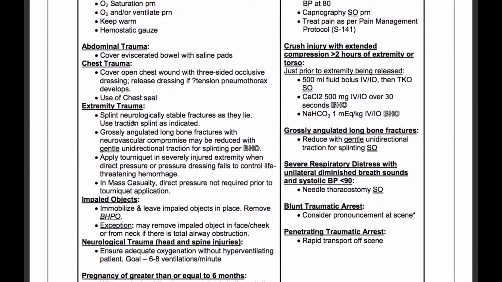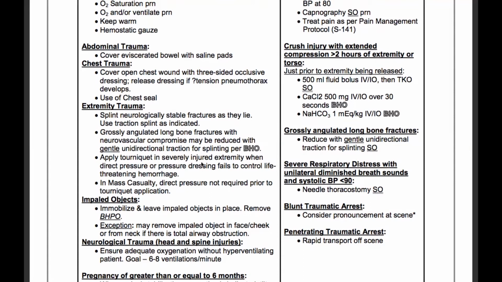Extremity trauma, splint neurologically stable fractures as they lie. Use a traction splint as indicated. Remember, those are for mid-shaft femur fractures only with no other involvement of the hip, the knee, tib, fib, or ankle. Grossly angulated long bone fractures with neurovascular compromise may be reduced with gentle unilateral traction for splinting per base hospital order. We do not reduce fractures on standing order. It is base hospital order only.